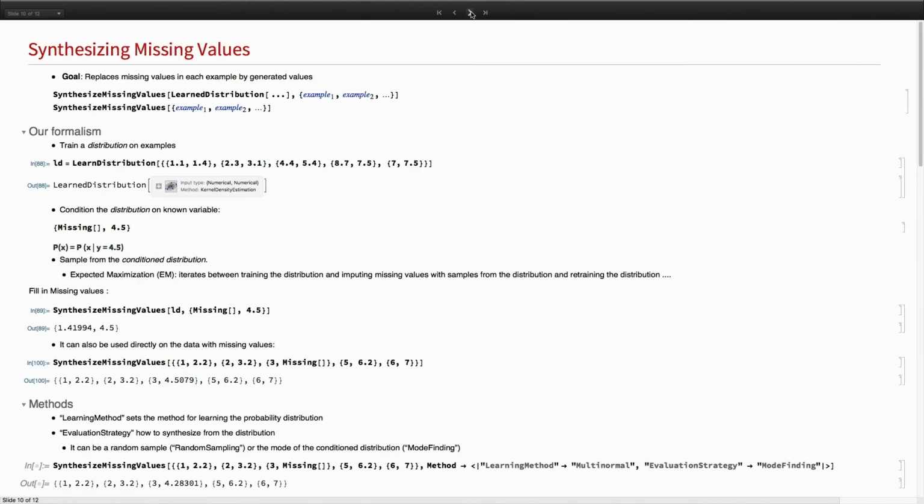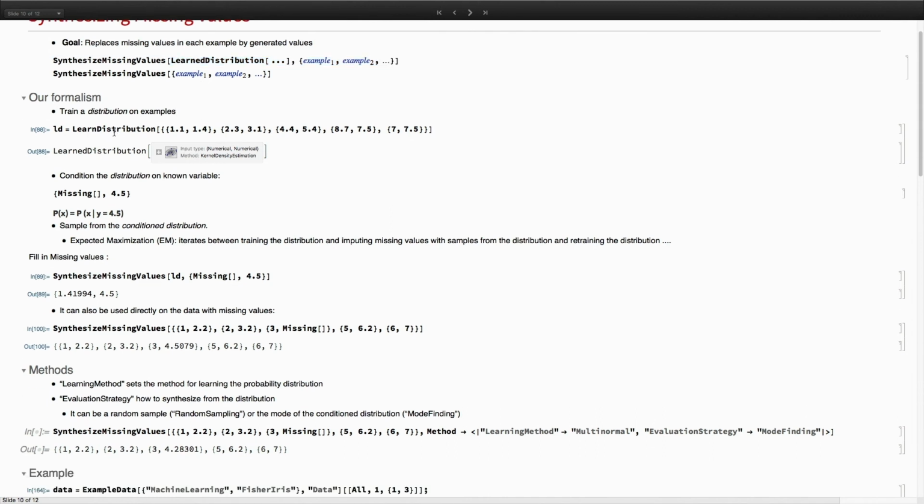I'll change gear again, and another task unlocked by learn distribution is synthesizing missing values. Often you have data that are missing. Often there is corruption in your images, and you would like to replace it with better values. There's just one main function, synthesize missing value, introduced in 12. You can directly give it your examples, or, again, as a first argument, give the learn distribution, and the second argument, the examples that you would like the missing values to be imputed.